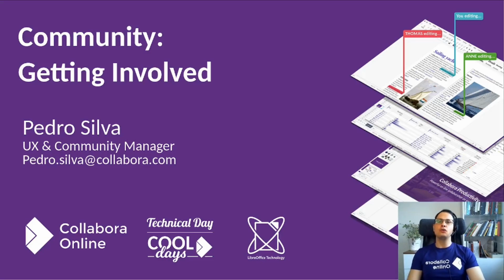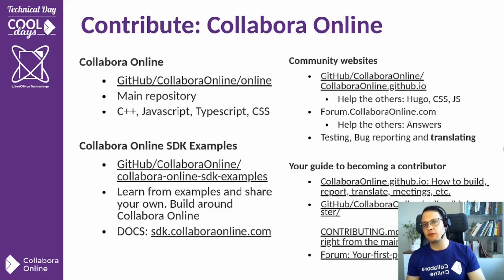Great. So on to the community and how to get involved. There is a couple of ways to contribute to Collabora Online, be that in the GitHub repository itself, with the code, as you can see, but also we have a community website. For instance, we have our .io website, which you can help with as well.